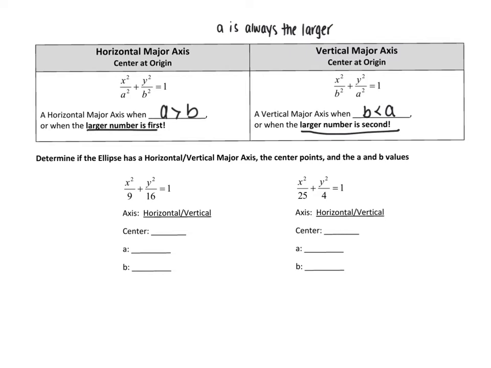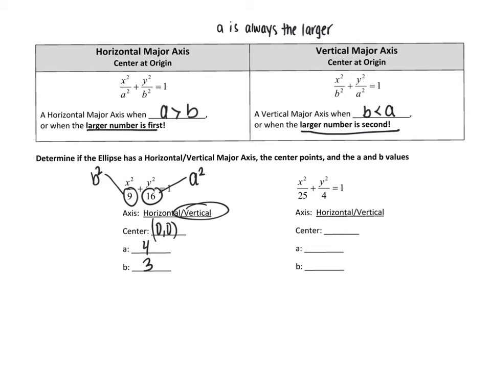First, we want to ask ourselves, where is the bigger number? Notice the bigger number is second. So since the bigger number is second, we know that this 16 will represent the a squared. Therefore, the 9 will represent the b squared. And since the larger number comes second, we are going to have a vertical major axis, just like we have over here. So the center we know is at 0, 0. In order to find a, we just have to take the square root of a squared. So if 16 is a squared, then 4 is a. And if we want to find b, we just take the square root of b squared. Since b squared is 9, b must be 3.